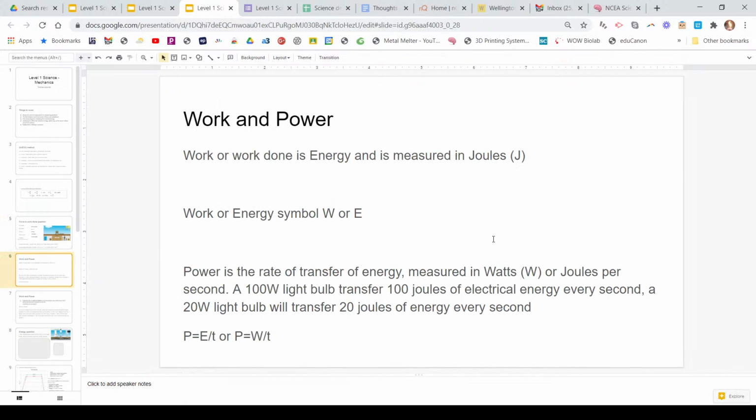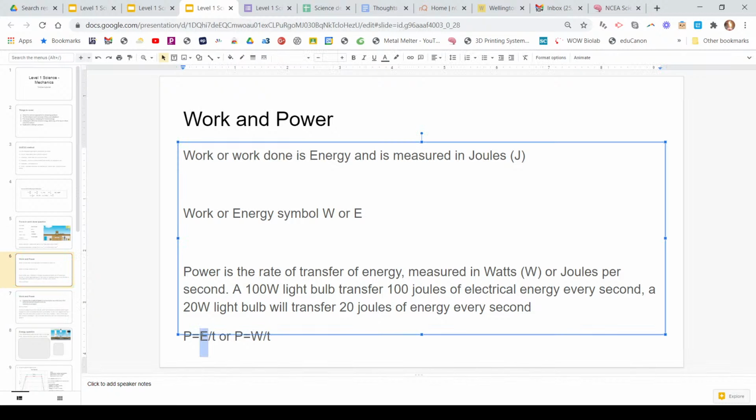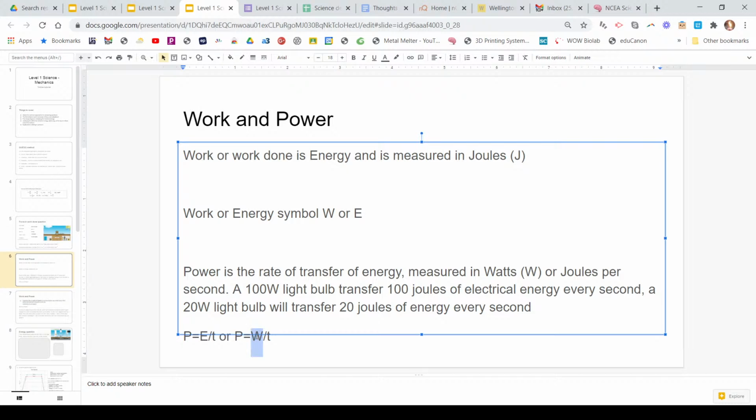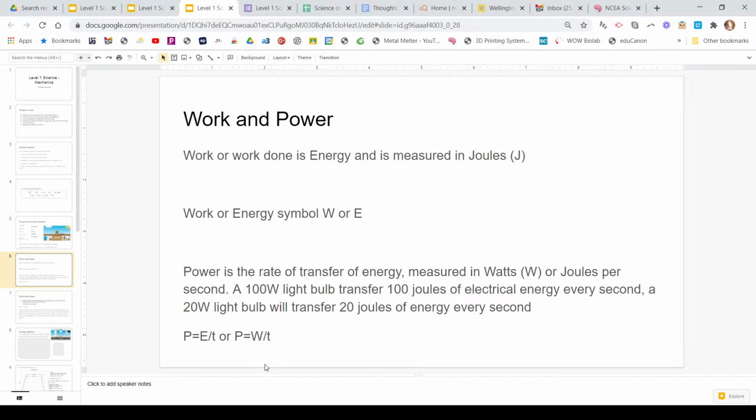So that's our basics about work and power. Power is just the rate of transfer of energy. It's measured in watts or joules per second. And that's our formula. I've used E in this equation just because it's energy, but in the resource booklet it's listed as W for work done. Remember, they're just the same thing.